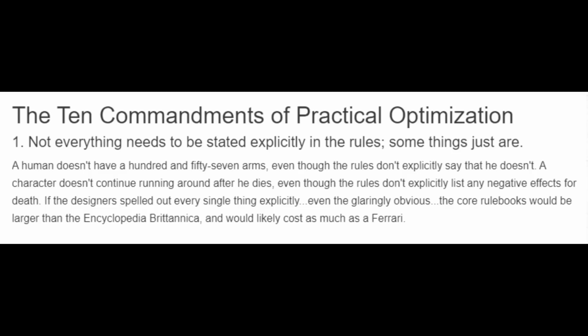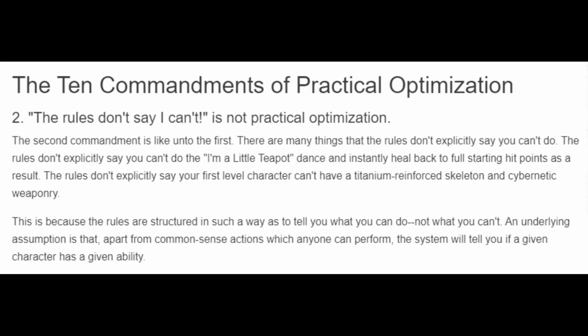The second one is the biggest one, in my opinion, and that is, "the rules don't say I can't" is not practical optimization. And when I read theoretical optimization, even if it's not labeled as theoretical optimization, this is usually my first clue. It's when a trick is explained by the person who came up with it, and they will explain it as "the rules don't say you can't do this." And that's a sign that you're not dealing with practical optimization.